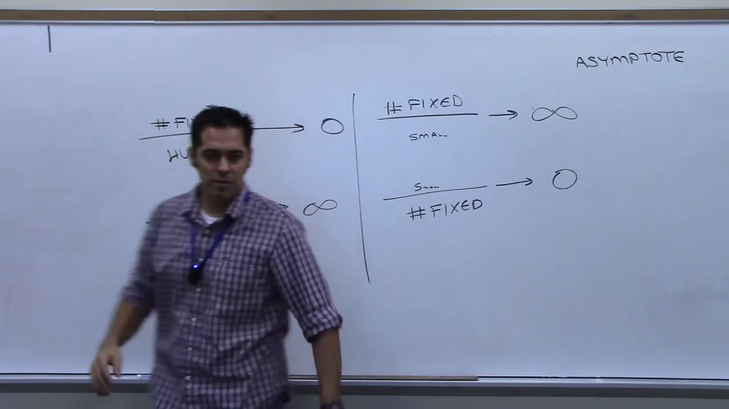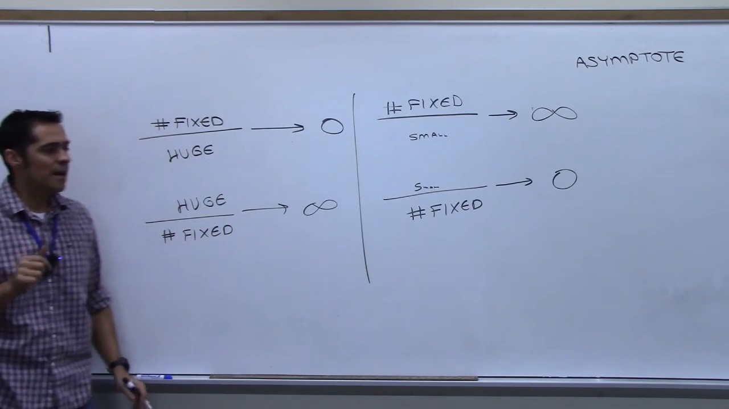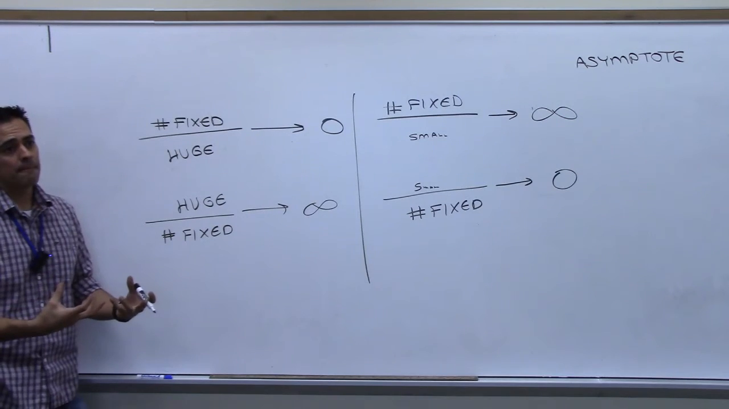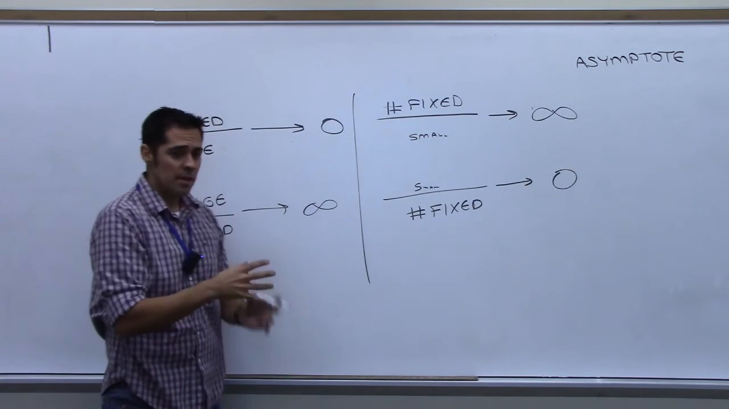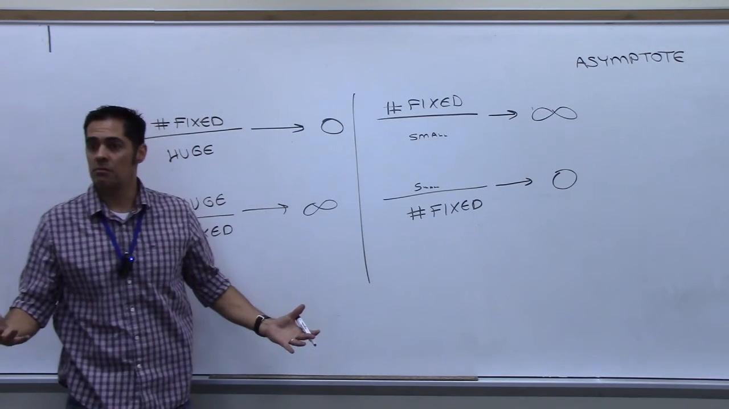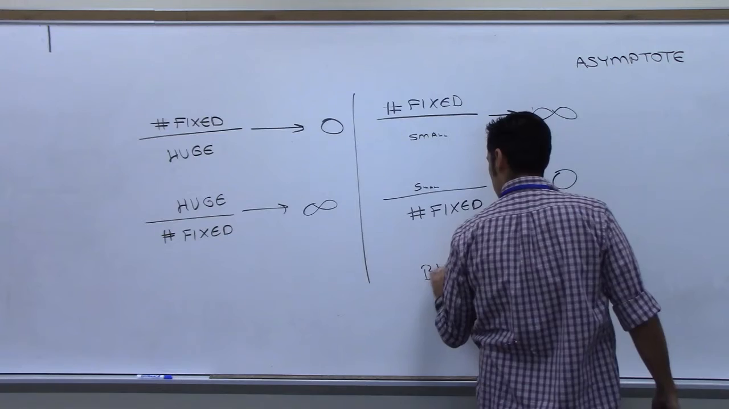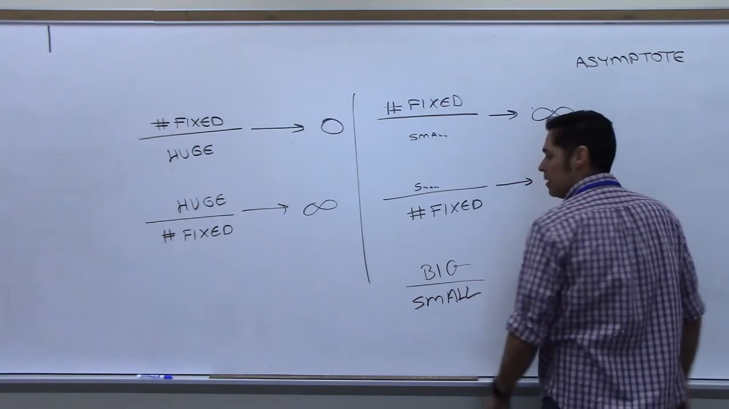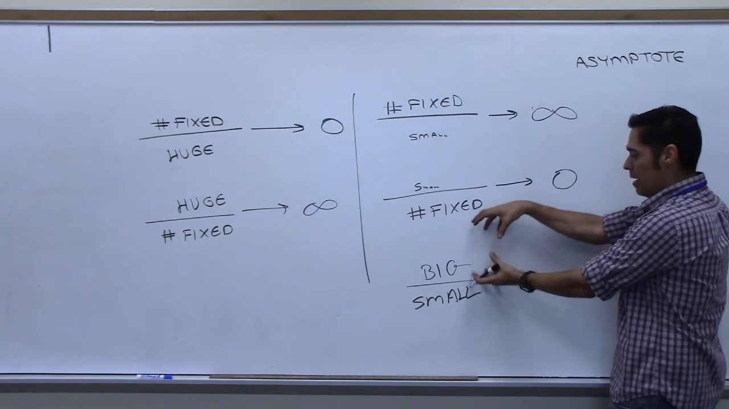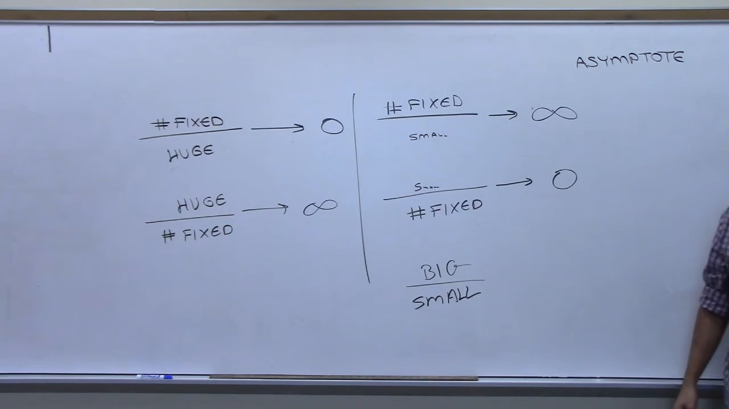Because in calculus, you're not concerned about what's happening to a function at a point. You're curious about how a function is behaving. And so we need to understand this idea of numerator gets big, denominator gets small. What happens? If the numerator gets big, denominator gets small, this number gets big while that number gets small. The number gets bigger. It's going to be a big number.